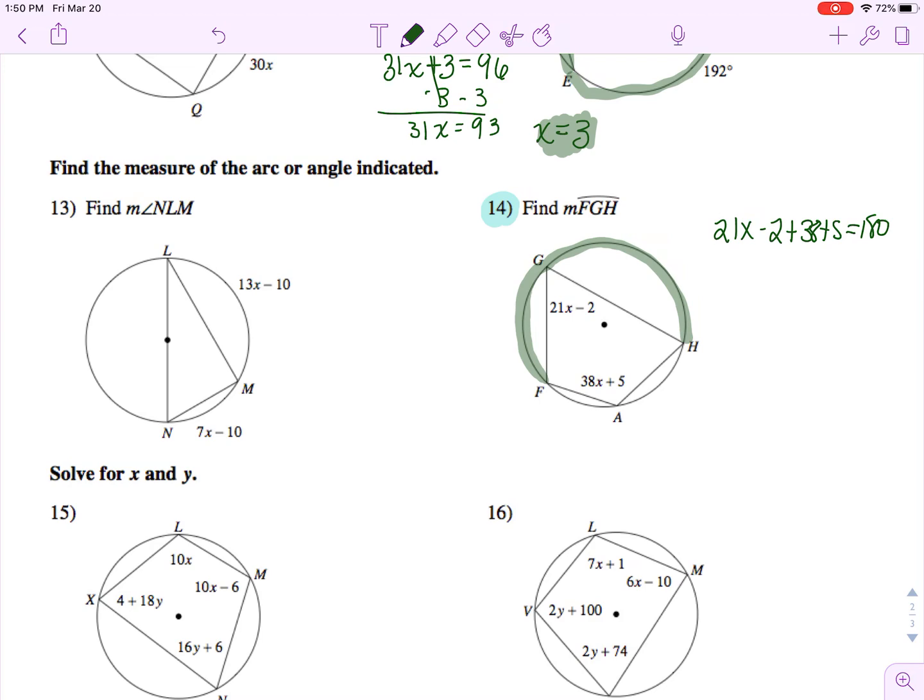That was my bad. From here, let's go ahead and combine our like terms. So 21x plus 38x gives me 59x. And then I have negative 2 plus 5, which is 3. So from here, we'll subtract 3 on both sides. 177. And then divide everything by 59. So you'll get that x is 3.